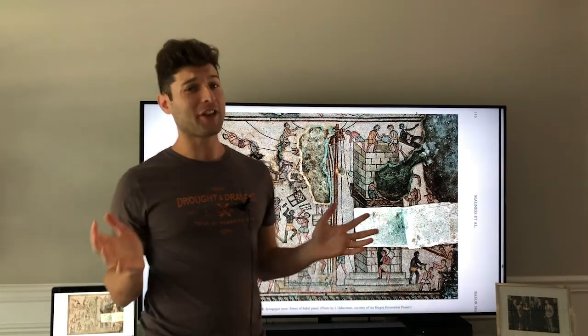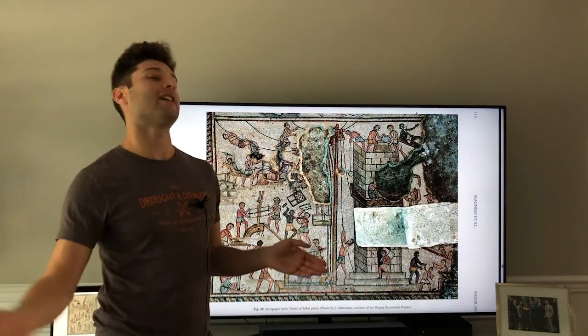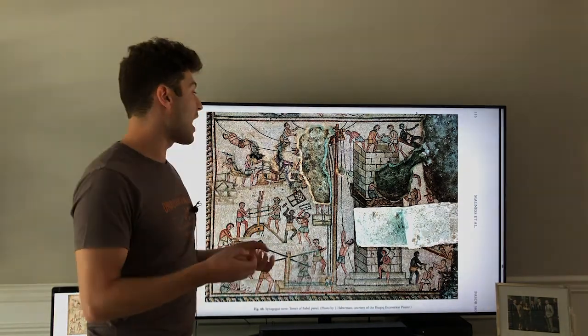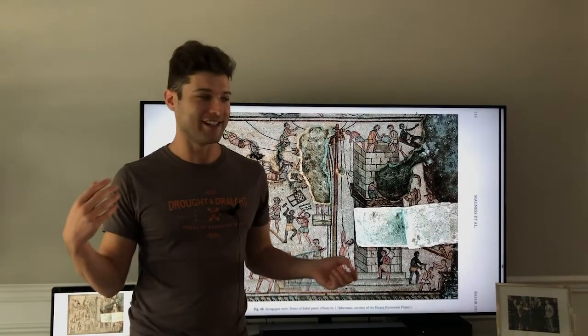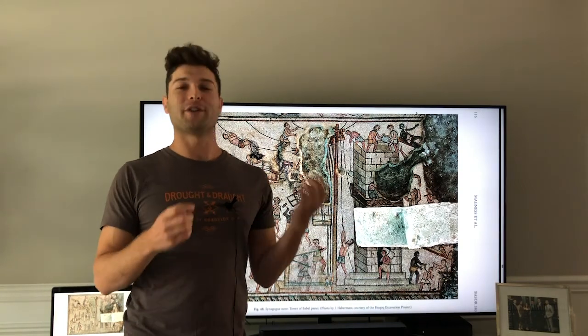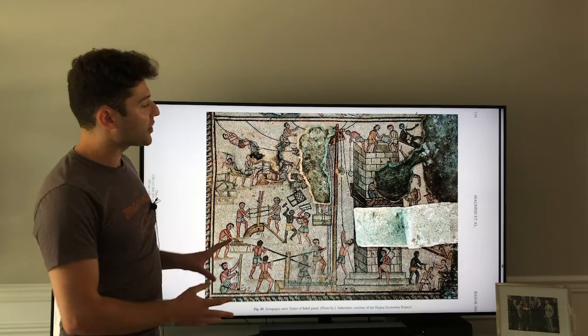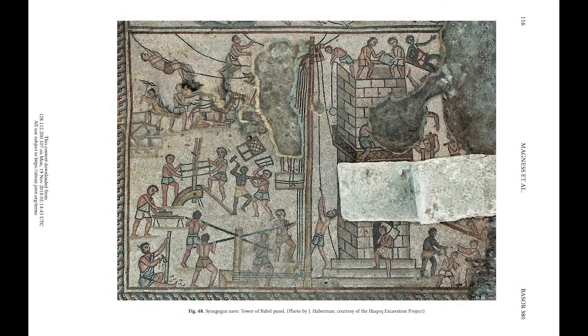And so the panel that I want to talk about today is really the first thing that a worshiper walking into the Huqoq synagogue would see. And again, if you want to learn more about the synagogue in general and a little bit of the background, I would encourage you to watch the last video that I posted, which was more of an introduction. We talked about one of the panels there. But as you walk in, the first image that you would have seen as a worshiper would be this depiction of the Tower of Babel.